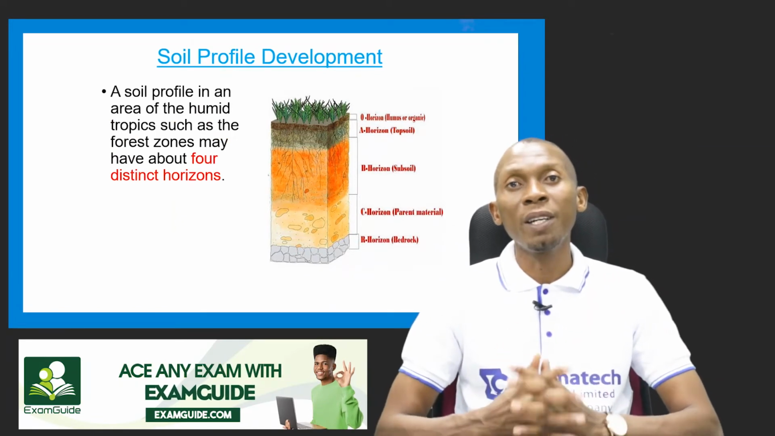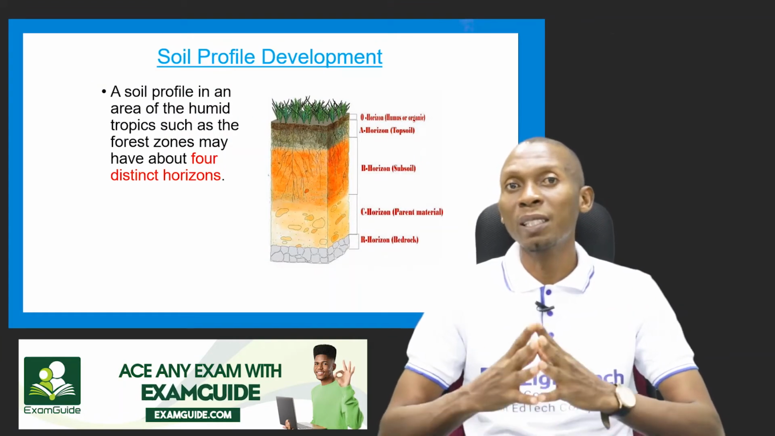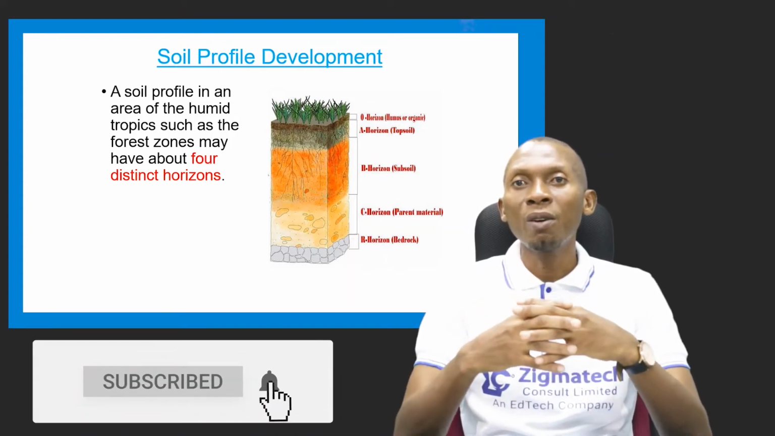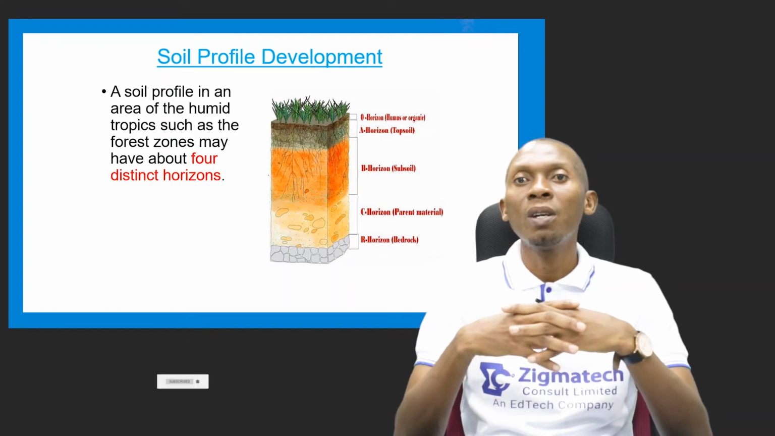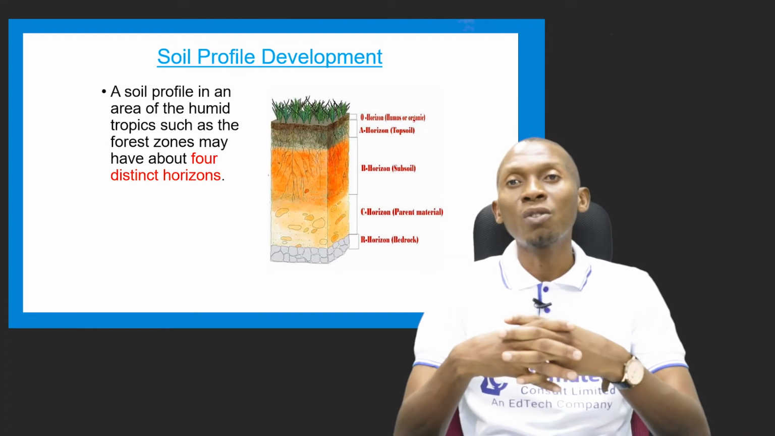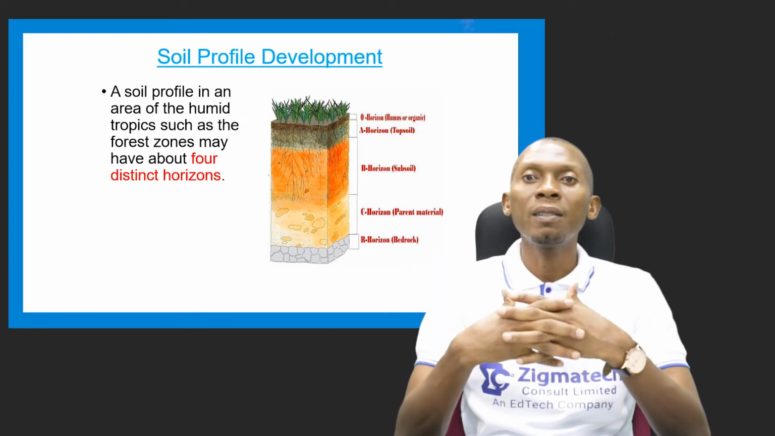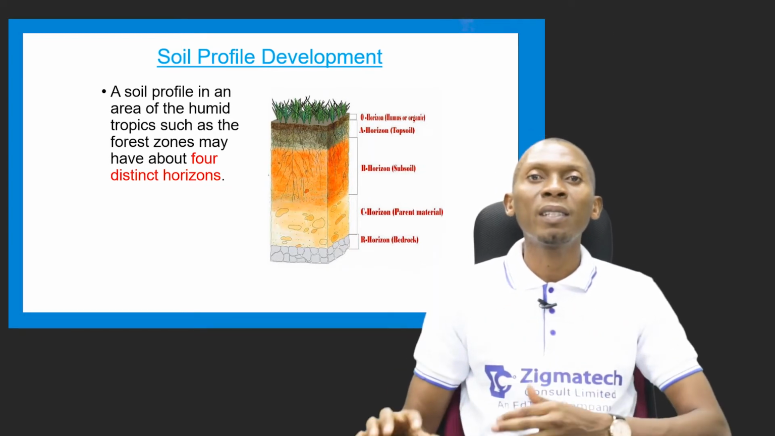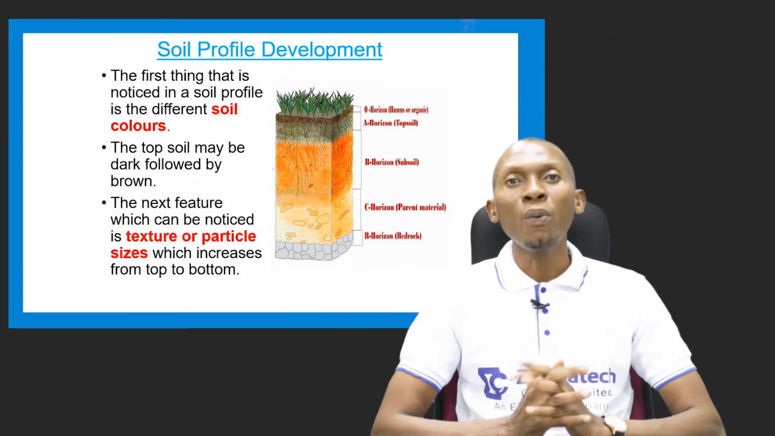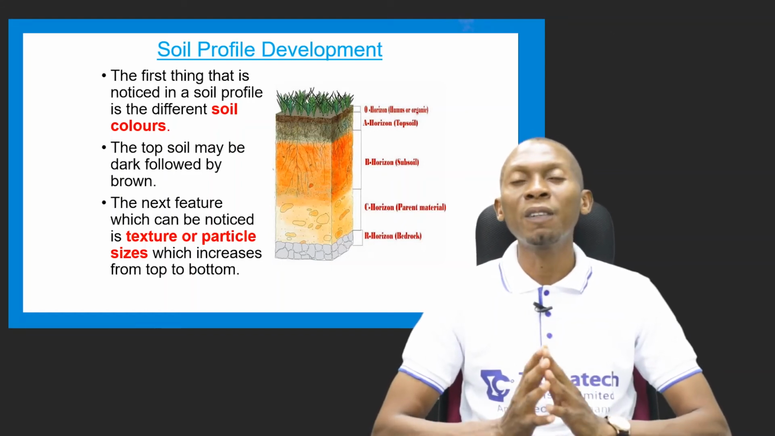Now, in humid areas, such as the forest zone, you can see the soil profile has 4 distinct horizons, where we have the A horizon, the B horizon, the C horizon, the D horizon, or the R horizon in some cases. The A horizon is the topsoil, the B horizon is the subsoil, the C horizon is the parent material, and the D horizon is the bedrock. Now, when you look at the soil profile, the first thing you will observe are the different soil colors.